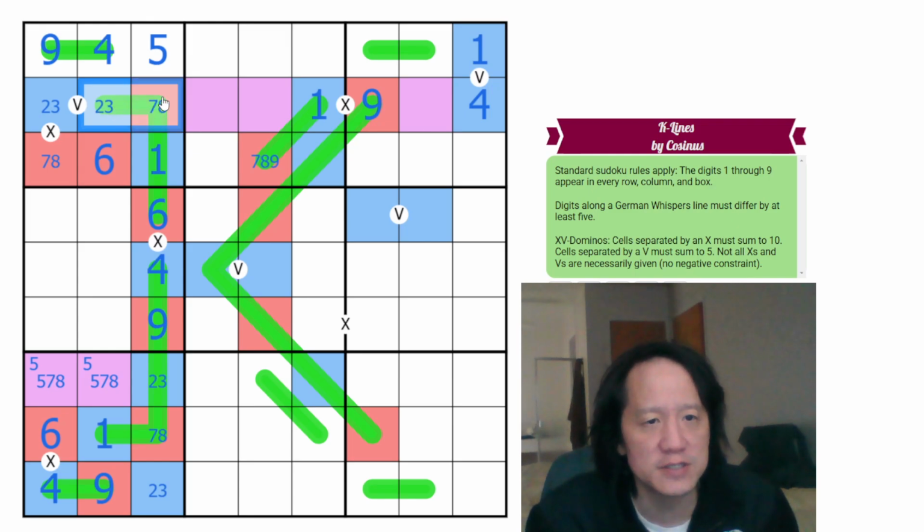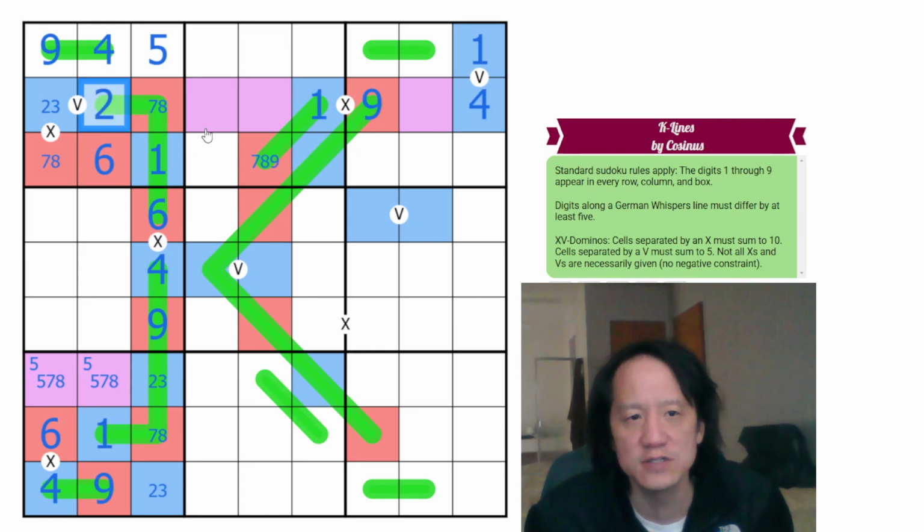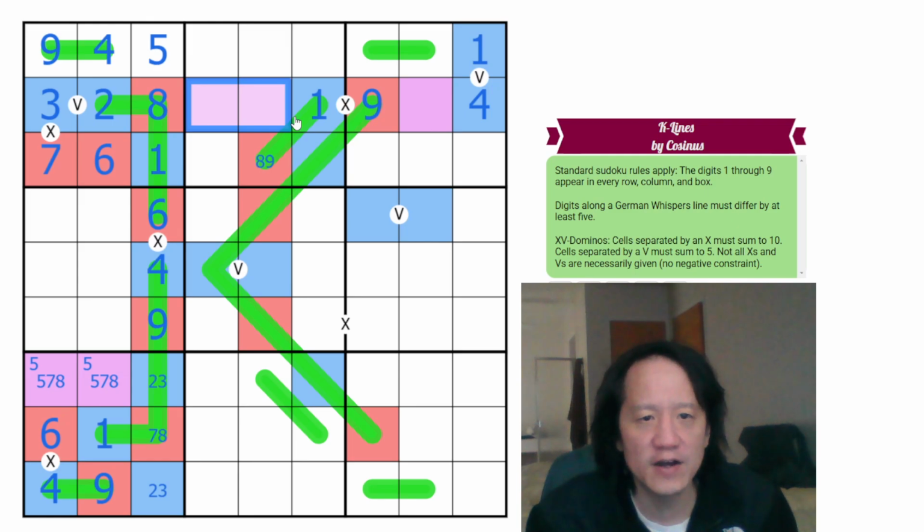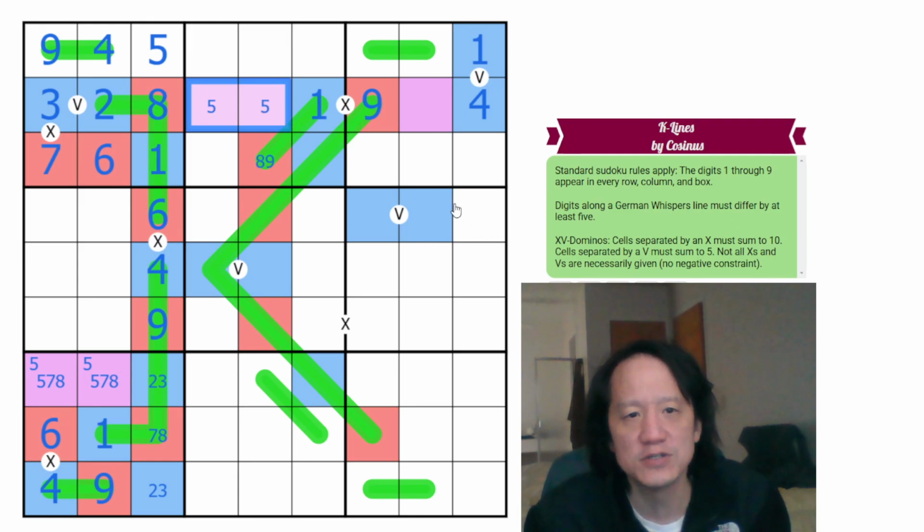But if it's 3 and 7, that's not a difference of 5 on the German whisper line. So this cannot be 3 and it cannot be 7, which makes this 2 and this 8, which makes that 3 and that 7. So this can't be 7. We have 5, 6, and 7 here in the rest of row 2. This is also 5, 6, or 7.